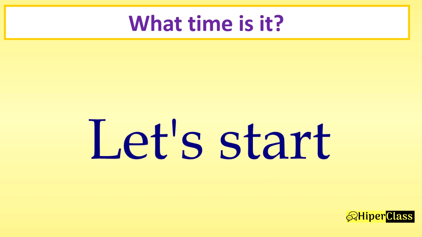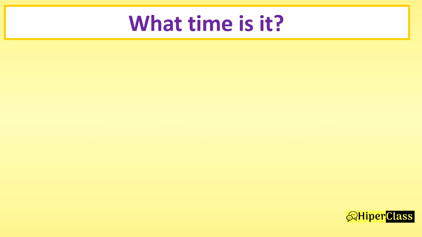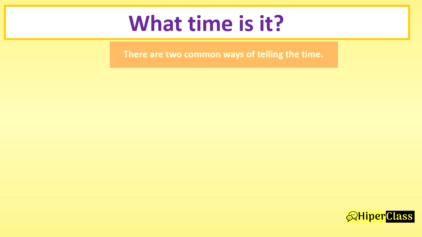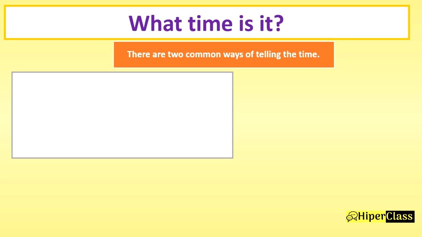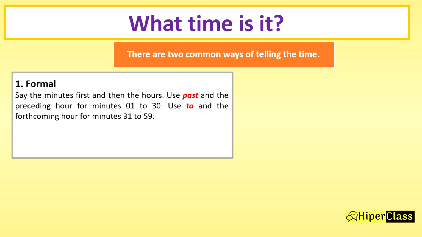So now let's start. What time is it? There are two common ways of telling the time. The first one is the formal one, and the second one is a more popular way. In the formal way, we say the minutes first and then the hours. We use past and the preceding hour for minutes from 1 to 30. We use to and the forthcoming hours for minutes from 31 to 59.